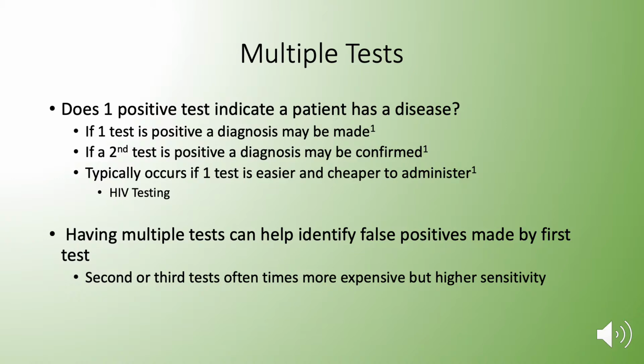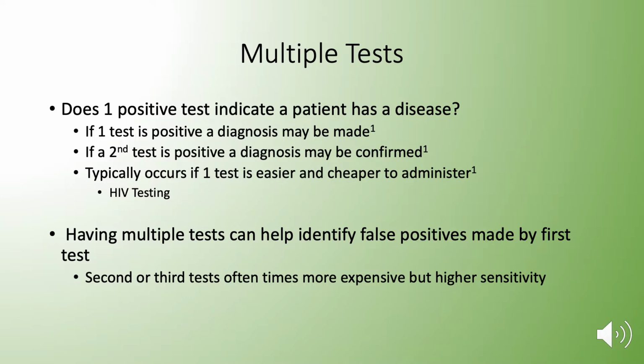So we also need to understand if the disease that we are concerned about has more than one test to determine if the patient has that disease. If there's more than one test available, then the clinician has to ask, does one positive test indicate that a patient has that disease? Typically, the answer is going to be no, we can't confirm that. So if the first test is positive, we can make the diagnosis. However, we want to run a second or third test to confirm that the patient actually does have that diagnosis.